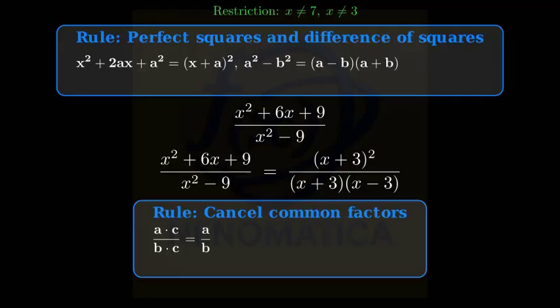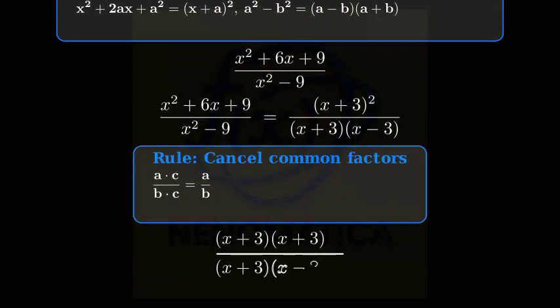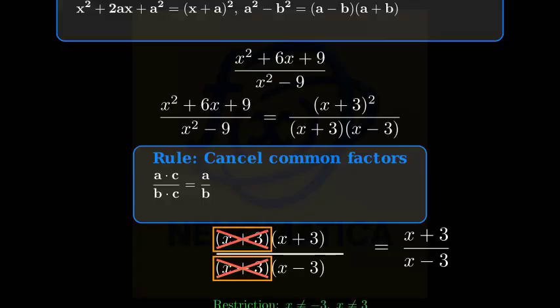Step 2. Cancel x plus 3. We will visualize the square in the numerator as 2 factors, x plus 3 times x plus 3, so we can cancel 1 copy with the denominator. The simplified result is x plus 3 over x minus 3. Note the domain restriction from the original: x cannot equal negative 3 or positive 3.